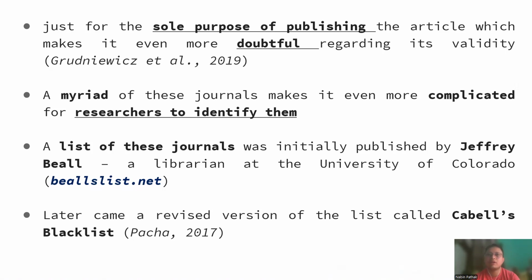So in order to identify them, different librarians and scientists over the course of time have helped us. One of them is Jeffrey Bell, who was a librarian at the University of Colorado, who understood that there were several dubious ideas regarding which journals could be predatory. You can also go through beallslist.net to identify possible predatory journals. Later also came a revised version of the list known as Cabell's blacklist, which also helped give light to which kinds of journals could be predatory.